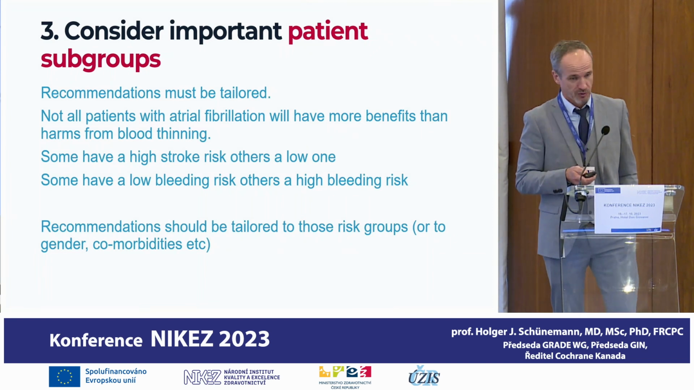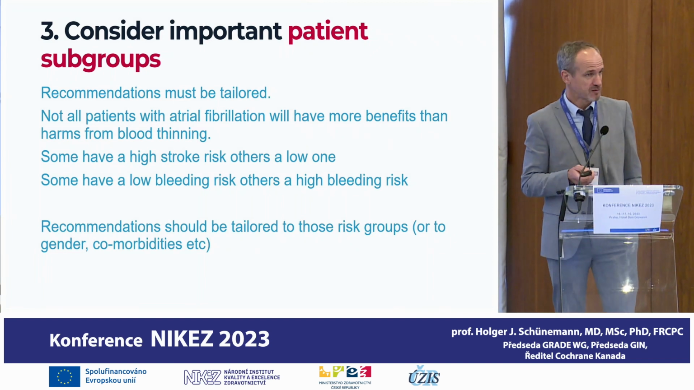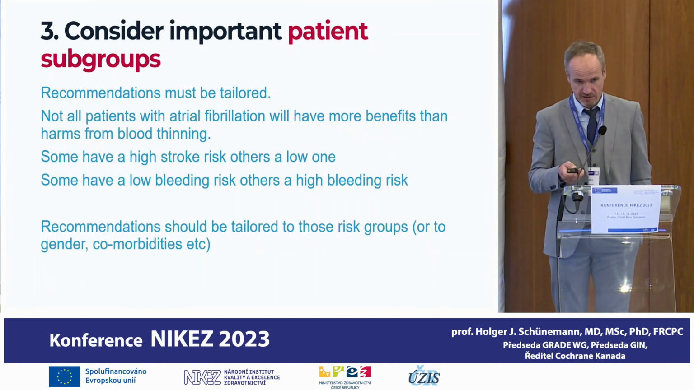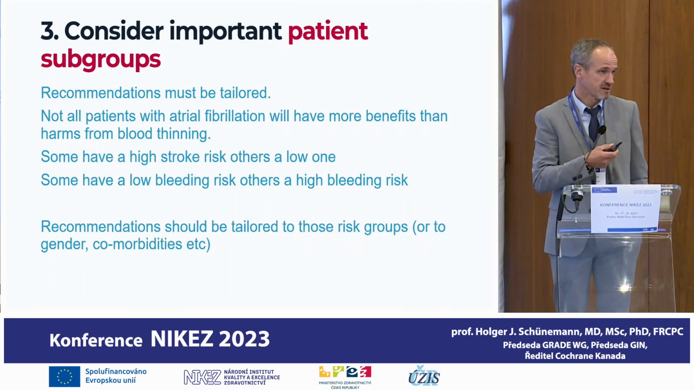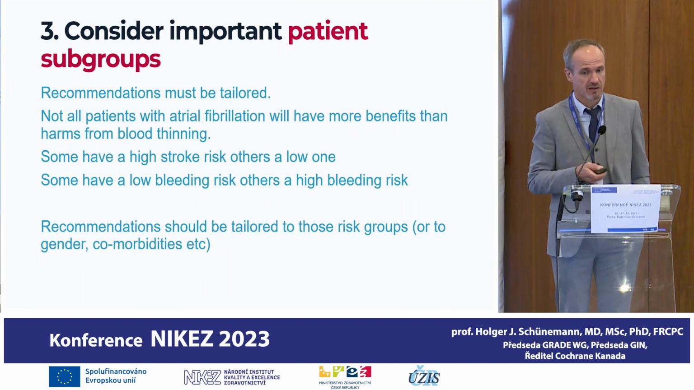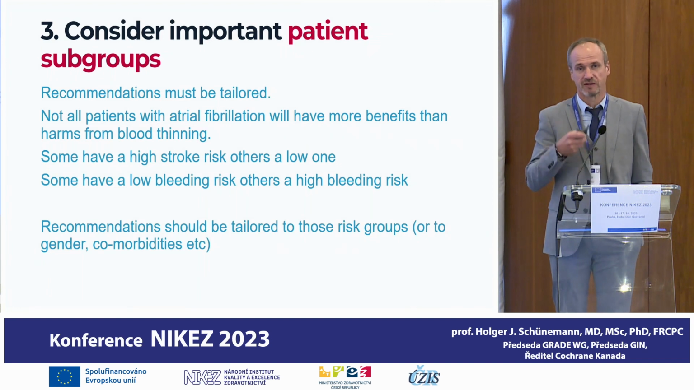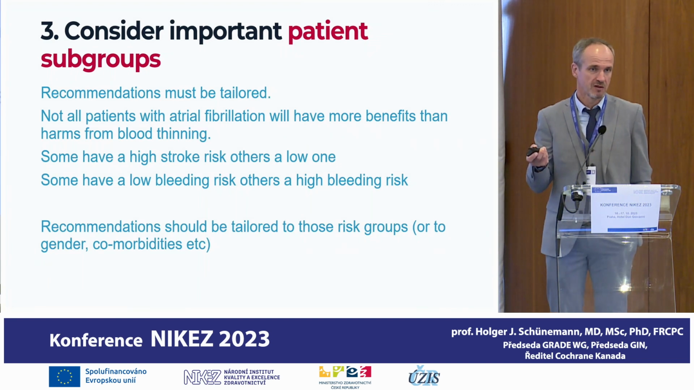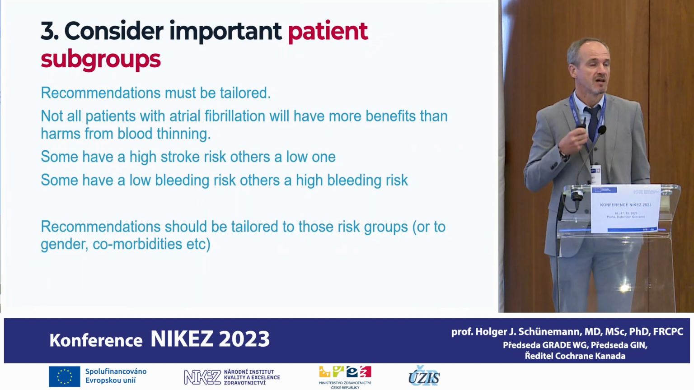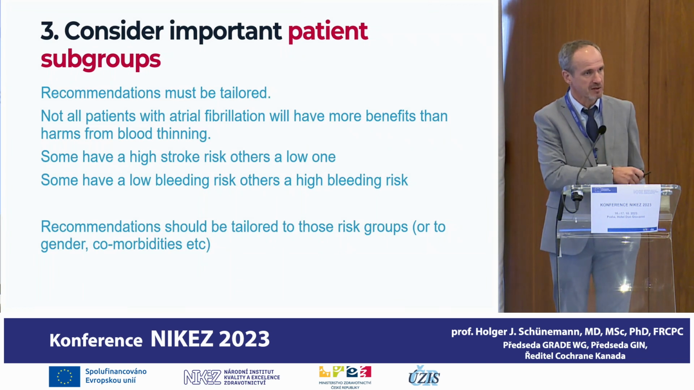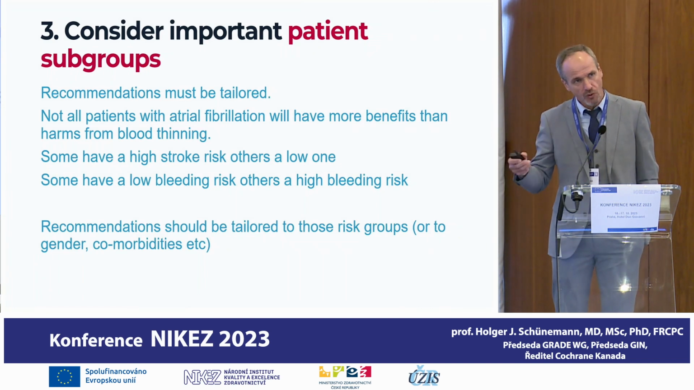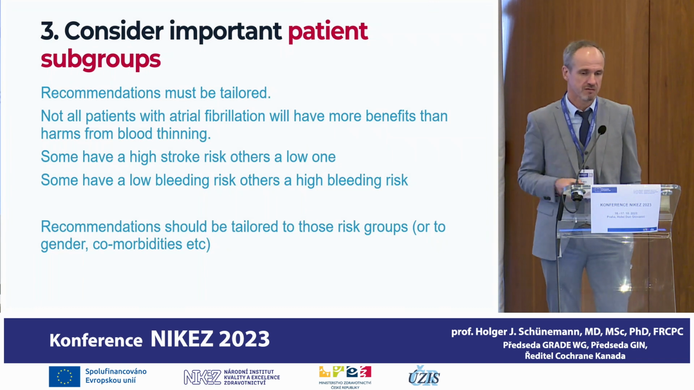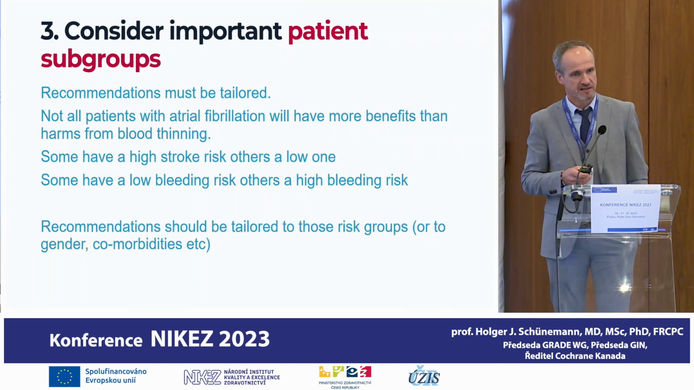They should be considering important patient subgroups. So recommendations must be tailored. So as an example, not all patients who have irregular heartbeats due to atrial fibrillation will have more benefits than harms from giving them blood thinners to prevent strokes, because that very much depends on how large your baseline risk is for having a stroke. Young people will have less benefit, absolutely speaking, than older people, which is a little counterintuitive, but that's how it is.